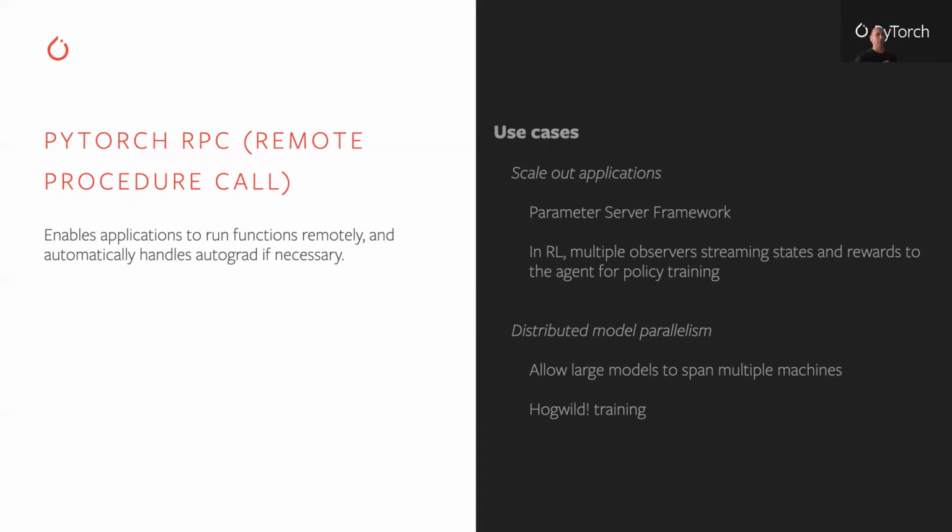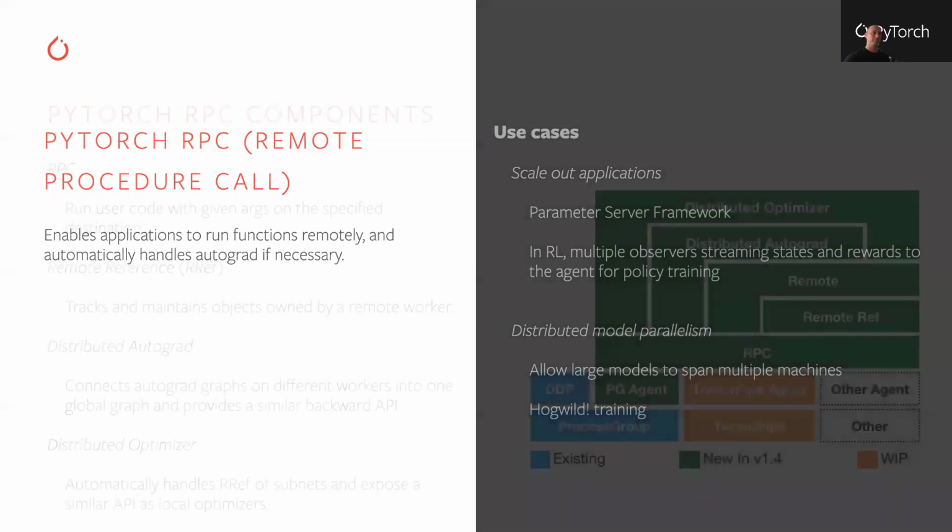But first and foremost, what this does is it allows you to handle these types of, say, parameter server type approaches, or if I have, for example, reinforcement learning use cases where I have multiple observers streaming states and rewards to the agent, and I'm doing this kind of policy training. Or I could also be doing, say, distributed model parallel, which is great for these large sparse NN type models, which is kind of why we're here today. We're talking about DLRM. And of course, the Hogwild training, which is, believe it or not, still used today.